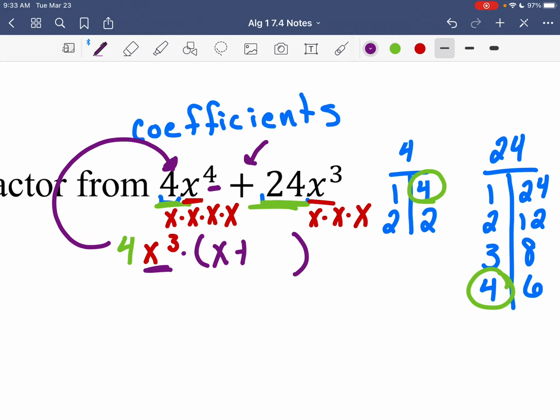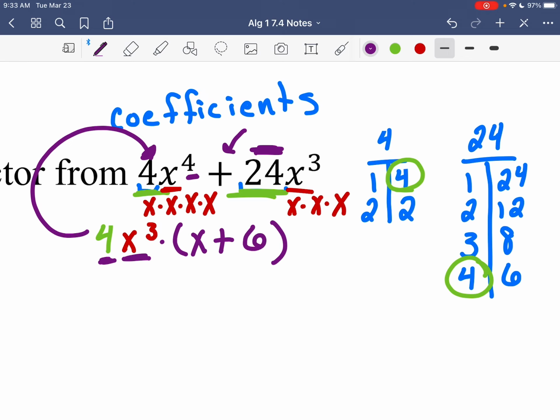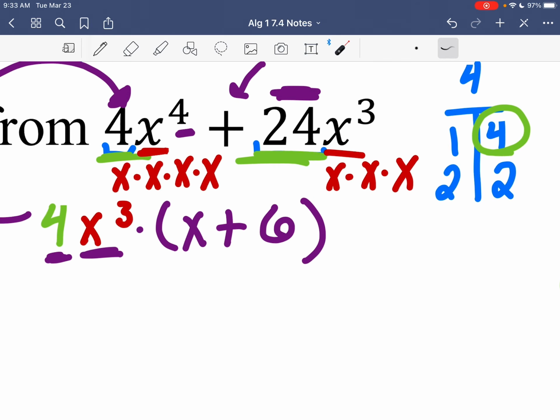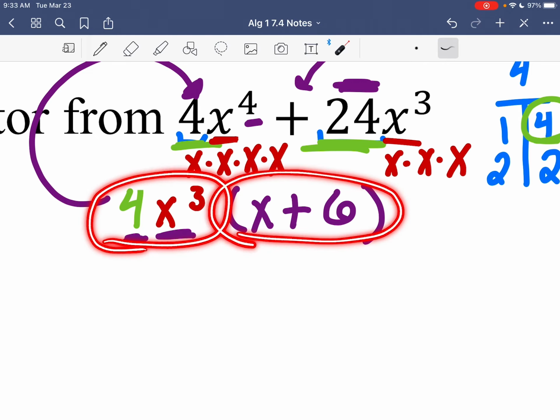There's a plus sign, so we're adding. And then 4 times what gets me the 24. Well, over here in the table, we did 6. And then I've got 3 x's. Well, this one's already got 3 x's. So what we did here is we just now wrote it as 4x to the third times x plus 6. So we have my two factors. There's one factor, there's the other.